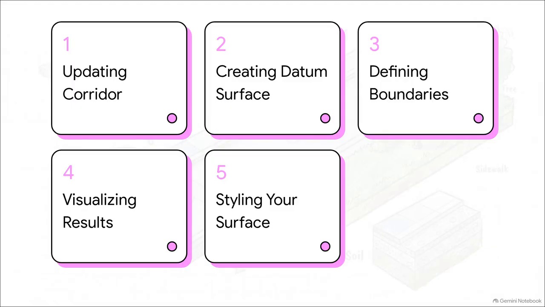Here's our roadmap for today. We'll start with updating your corridor, move on to creating the datum surface, then define the boundaries, visualize the results, and finally, wrap it all up by styling your surface.